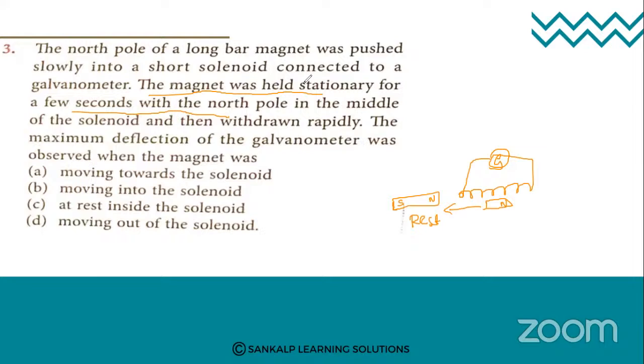A little similar question. In the previous question, you said when there is more deflection. But here, for the first few seconds you just keep it at rest, with the north pole coming to the middle. Then again you take it back very fast. So: moving towards the solenoid, moving into the solenoid, at rest inside the solenoid, moving out of the solenoid. When will you get the maximum deflection? Understanding the sentence is important in theory questions.